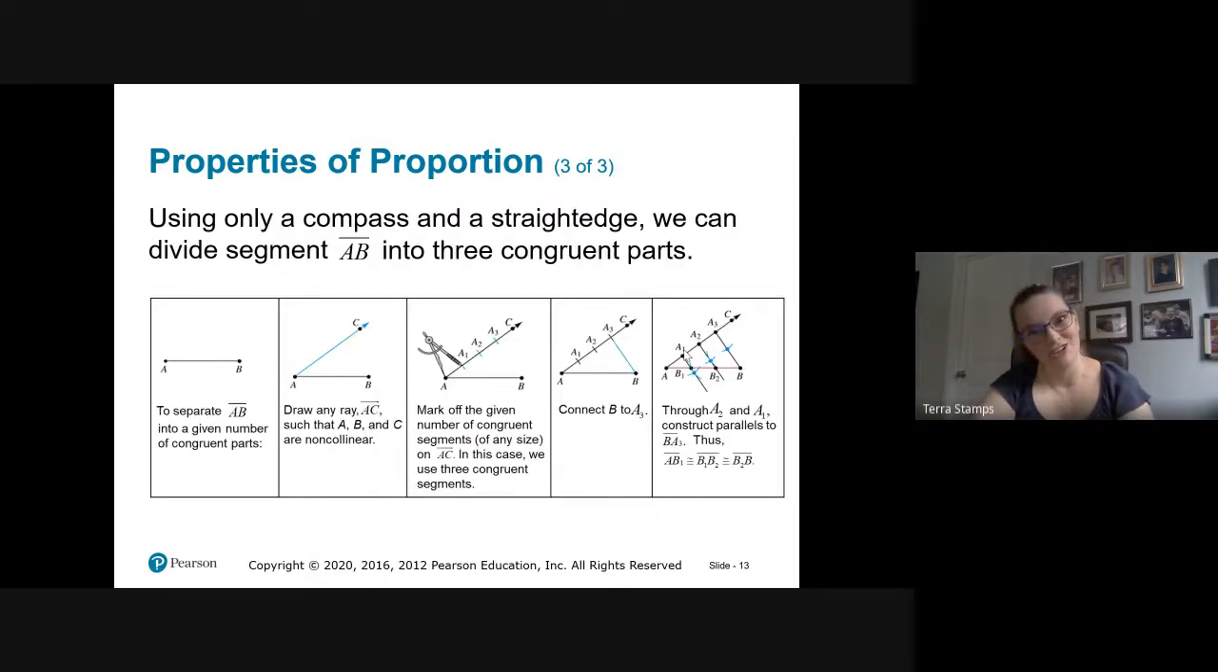It's a construction. We can use that property to do a construction of separating a line segment into congruent parts. This construction is specifically for 3 congruent parts. You can do this for 4, you can do this for 5. So first, construct that ray up there going through point C, just wherever you want it.